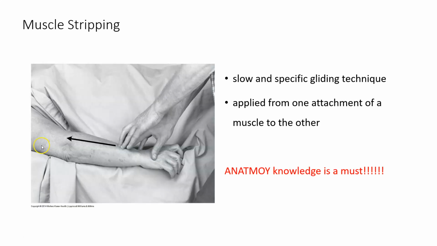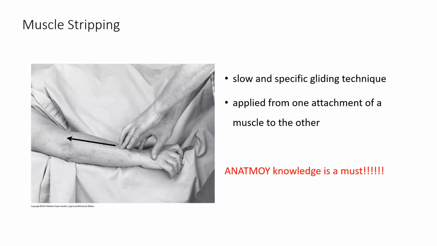Our next neuromuscular technique is muscle stripping. So this is a very slow and specific gliding technique, and it's applied from one attachment of a muscle to the other. So in red here, which is spelt wrong, anatomy knowledge is a must. So obviously what's key to this technique is full knowledge of where your two attachments are in any specific muscle that you're stripping. So you're always moving from one attachment towards the other. Therefore, you absolutely need to know where those attachments are.